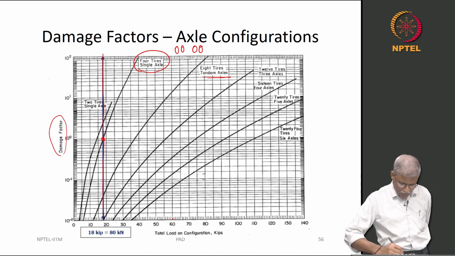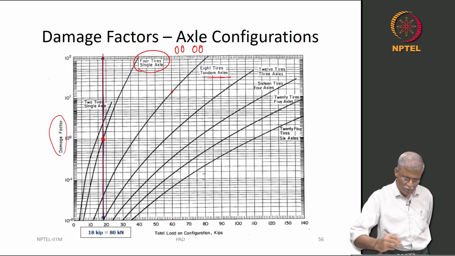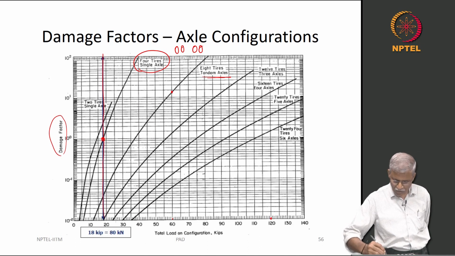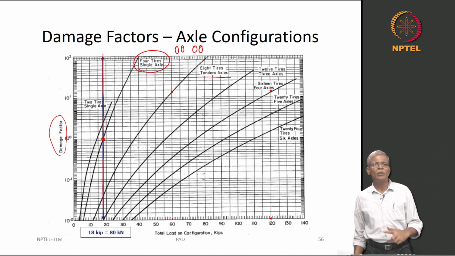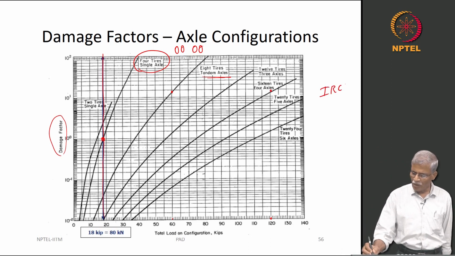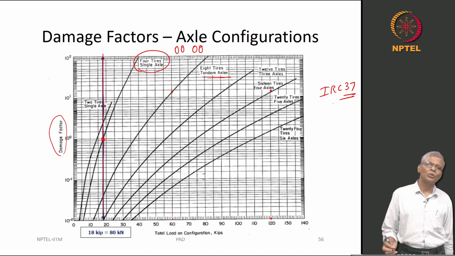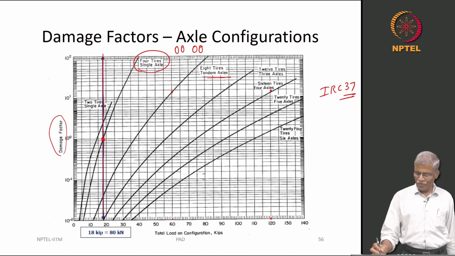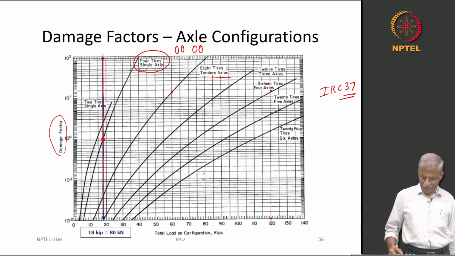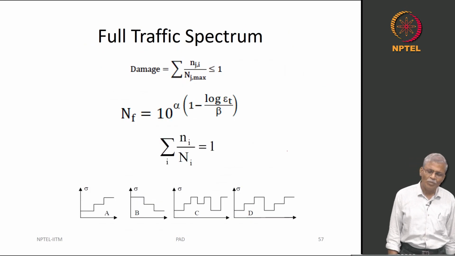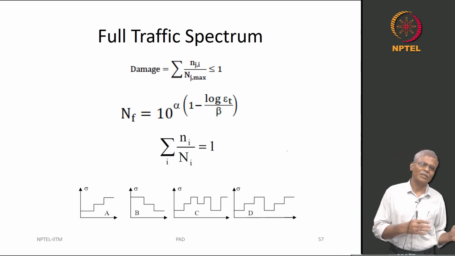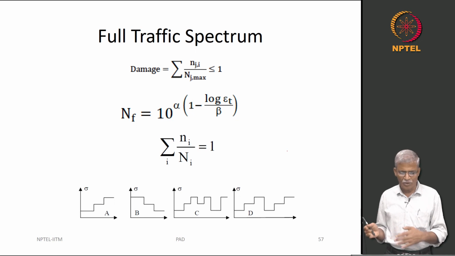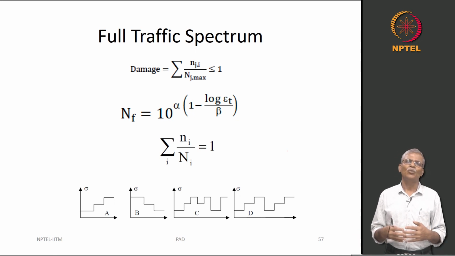If the load is of the order of 60, this is the damage that you are going to have. If the load is of the order of 120, this is the damage factor that you are going to have. Okay. You may want to take a look at what damage factors are used in the IRC 37 equation and find out whether those damage factors that we have used there are related to the damage factors mentioned here. Now comes the important thing. We are not now going to talk in terms of load equivalency factor for each of these, rather what we really want to do is do it for the full traffic spectrum.